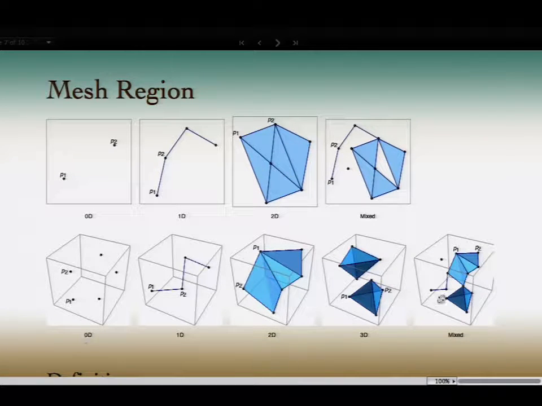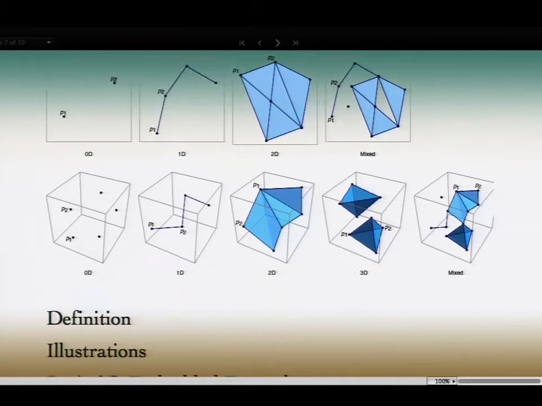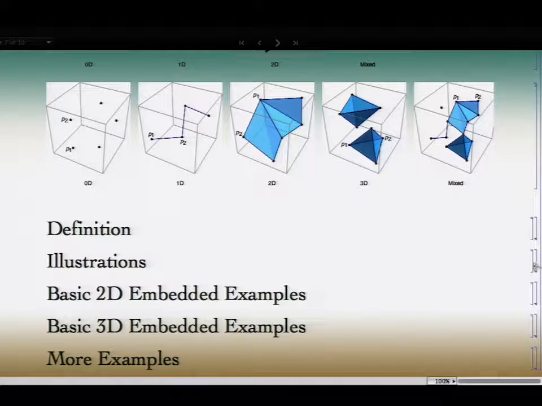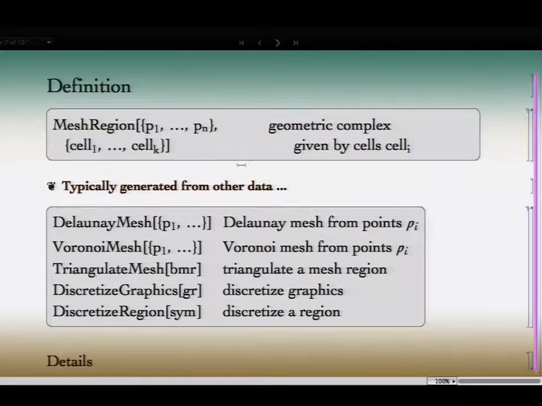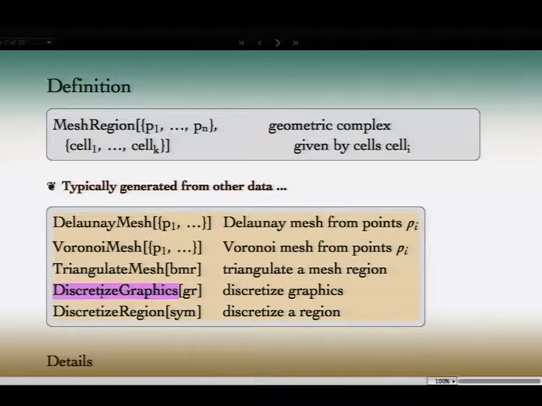And so formally these are called cell complexes or simplicial complexes. But from the point of view in Mathematica, they work just like any other region. And the way that they're defined is kind of like GraphicsComplex. You give a bunch of points and you give a bunch of cells. So if you've used GraphicsComplex, you know how MeshRegion works. But it's now a geometric object, works in 1D, 2D, and 3D. Most of the time, you're not directly going to use that. Most of the time, it's going to be generated by other things. So a really common case is that you discretize graphics or discretize some other region. Or you use point sets, Delaunay triangulation of a point set.